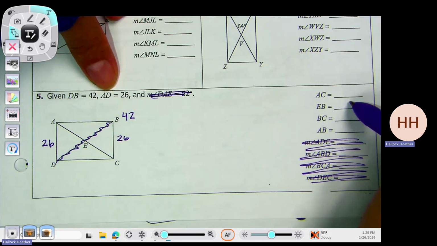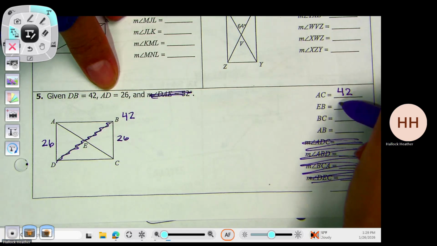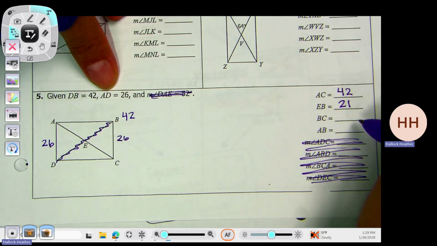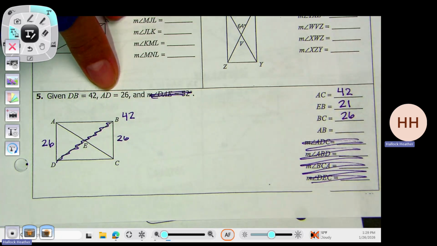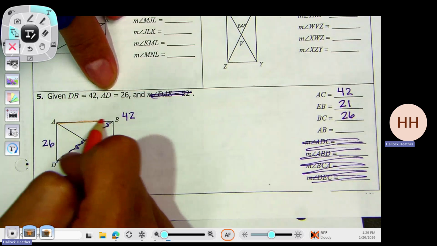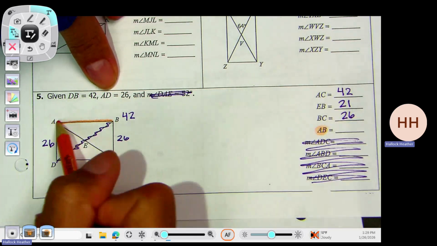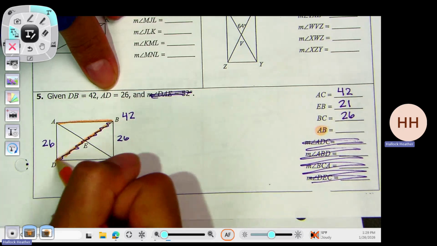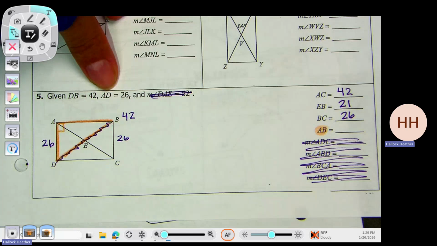How much is A to C? 42. How much is E to B? 21. B to C? 26. A to B is your problem. You don't know the bottom, so you don't know the top. You could either make the right triangle from the bottom, or you can make it from the top. It doesn't matter. Either way, you're making a right triangle. I only highlighted AB because that's what I'm trying to find. It's still a right triangle, just upside down, but it doesn't matter because it's symmetric. So it's the same triangle at the bottom.